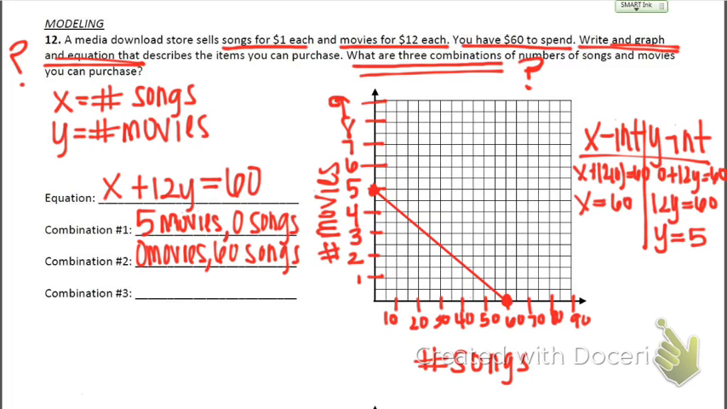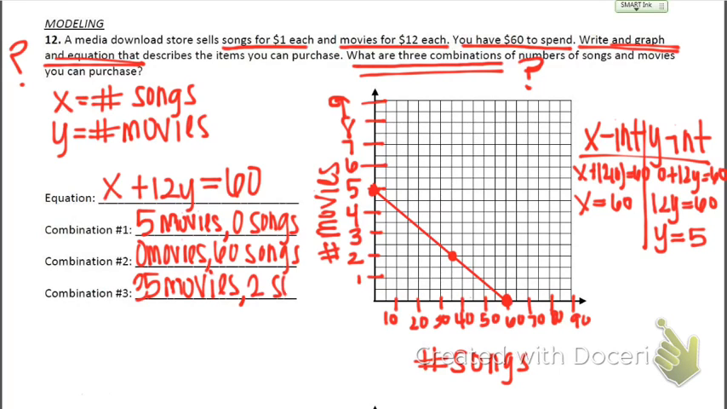Is it 2 songs, 35 movies on there? Jen, is that what you're going to say? Okay, so look here: 2 songs, 35 movies. So we can say 35 movies. How many songs? 2 songs.